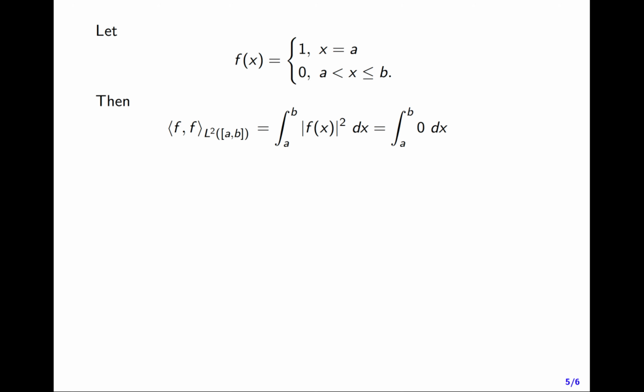And why is that? Because f is piecewise continuous on the interval a to b, and for all but finitely many points in the interval a to b, f is equal to 0. So the integral of f squared, for that matter, over a to b just agrees with the integral of 0 over a to b, which is of course 0.